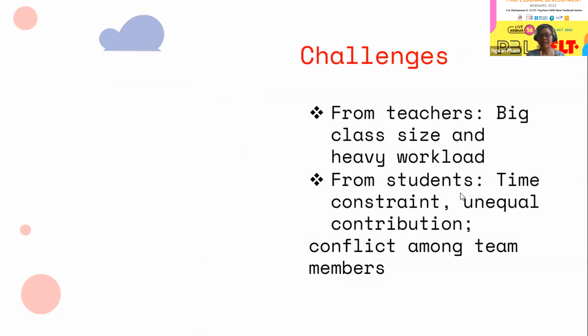However, there are some problems for the teachers, because in universities in Vietnam, classes have a lot of students, from 50 to 70, and one teacher is in charge of a few classes. So when they have to carry out the projects, they have to assess a lot of group work. They feel tired and so exhausted, and the workload is really heavy.